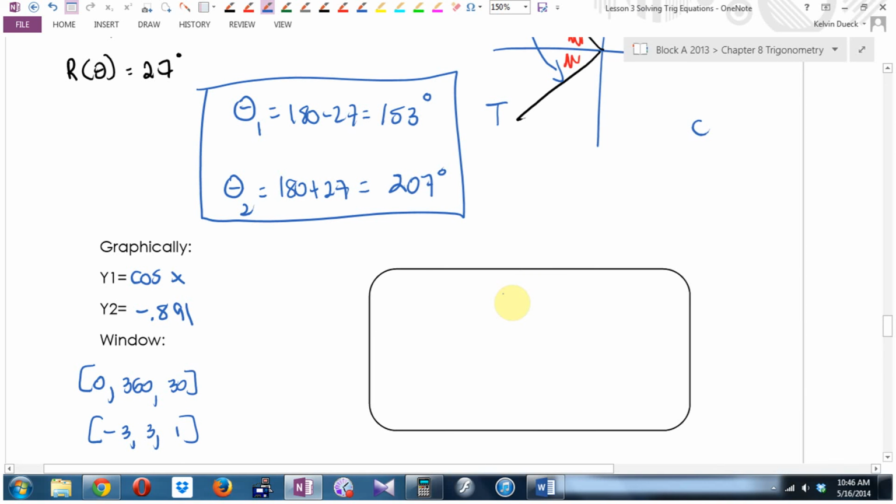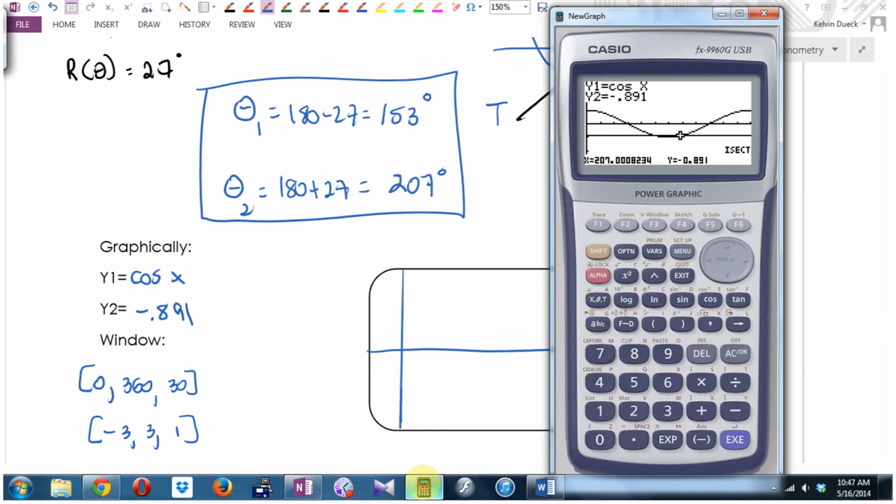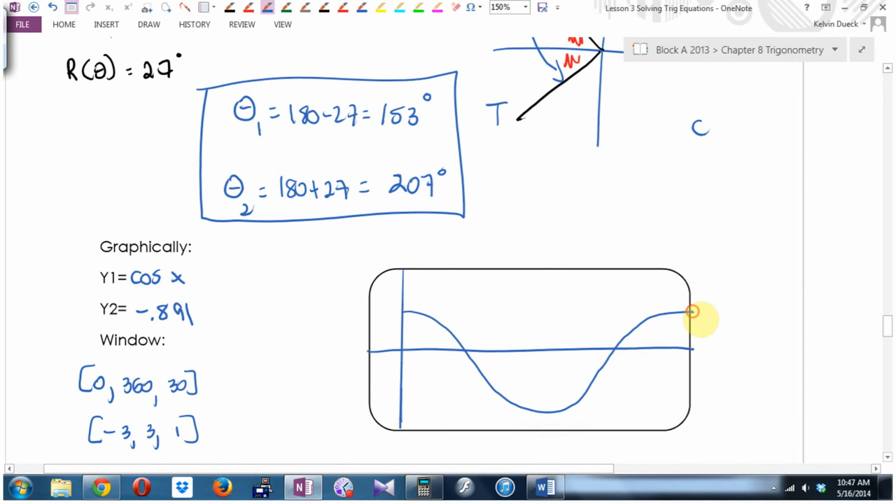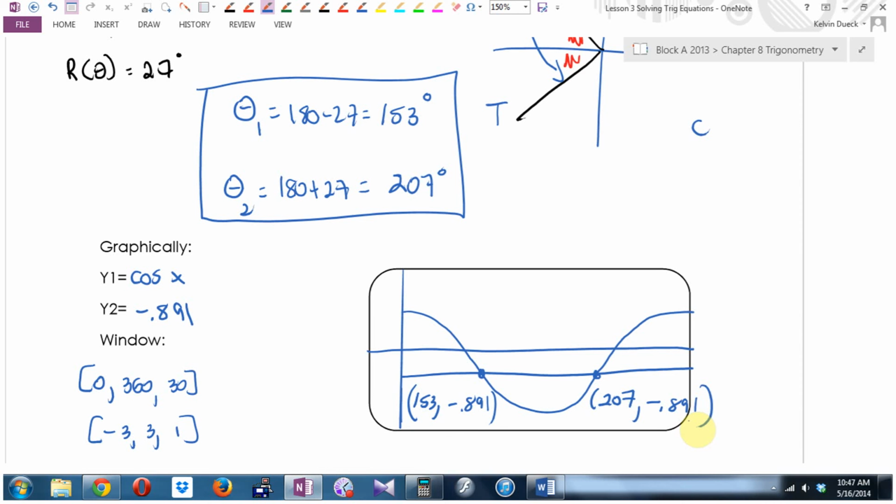If we were to do the sketch, we would go, okay. Cosine looks like that. The second line looks like that. There's my two solutions. (153, negative 0.891) and (207, negative 0.891). So there's a couple of ways to visualize this. Not only are you finding an angle, what you're actually doing is you're finding where two graphs cross, which is in some ways a little more impressive.